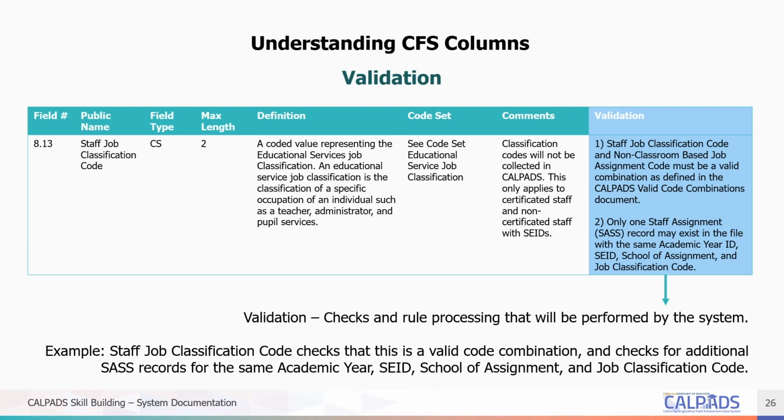For example, CalPADS runs 2 checks or validations on the Staff Job Classification Code field. CalPADS checks that the code entered is a valid code combination, and we will get more on this point when we get to the valid code combinations document. And CalPADS checks that only one staff assignment or SASS record exists in the file with the same academic year ID, SEID, school of assignment, and job classification code.